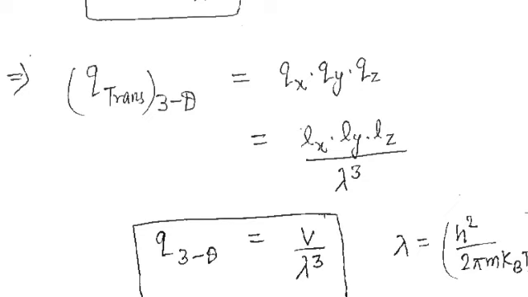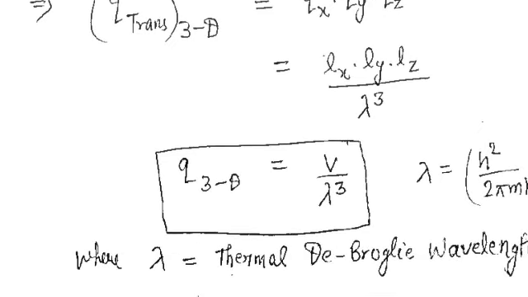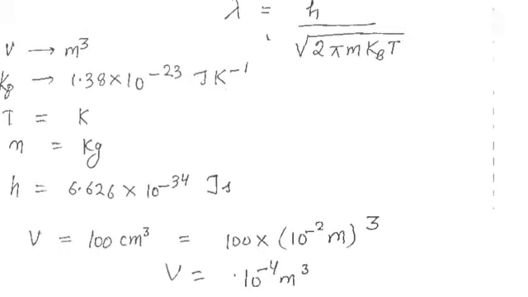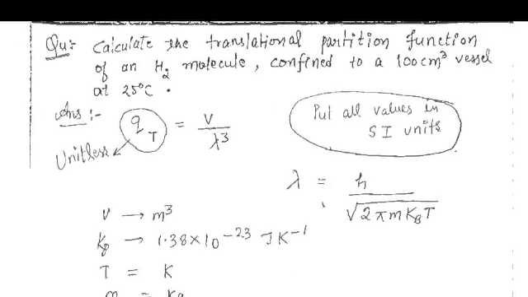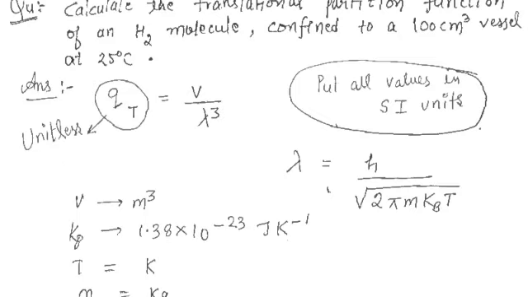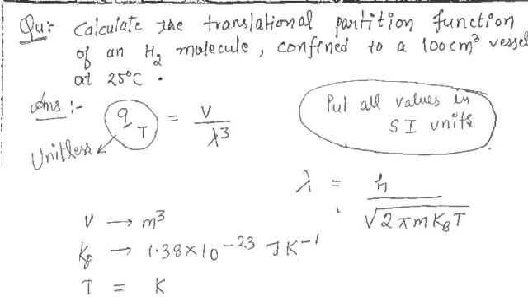I hope all these things are clear to you. Now let's try one question here. First of all, read the question at least 2 times. What is it saying? It is saying to calculate the translational partition function of an H2 molecule confined to a 100 cm³ vessel at 25 degrees centigrade.